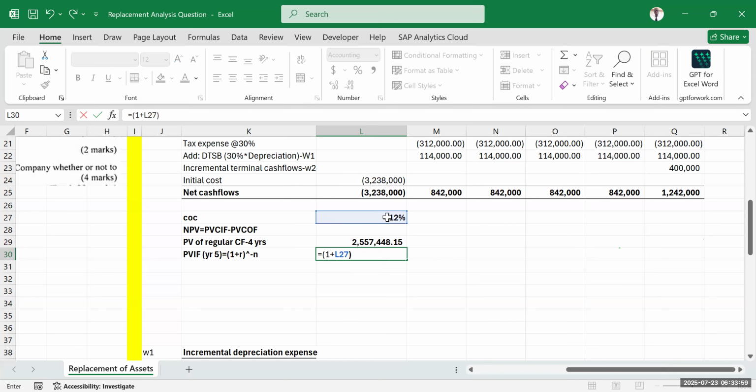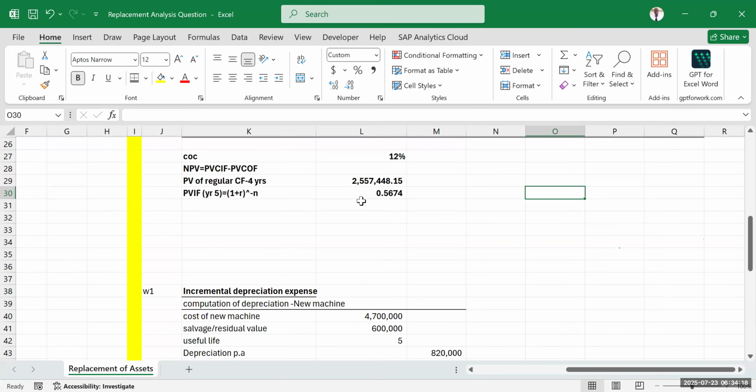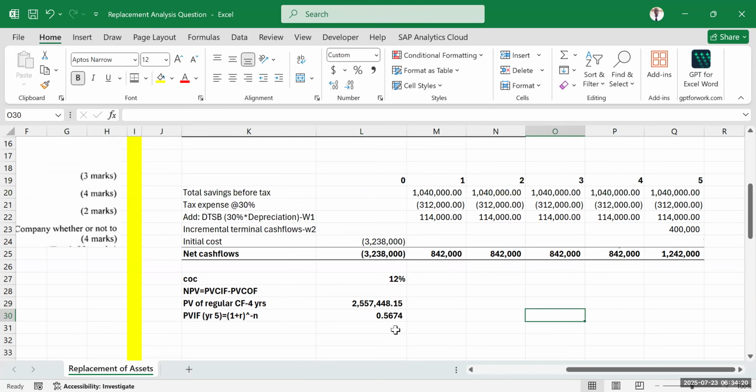Then I close that bracket. Then I say you received negative what? Negative 5. That cash flow is for year 5. So that will give me a discounting factor there. Let me put it into 4 decimal places, and it is 0.5674. Even if you have tables beside you, you'll be able to realize that the discounting factor in year 5 at 12% is the same 0.5674.